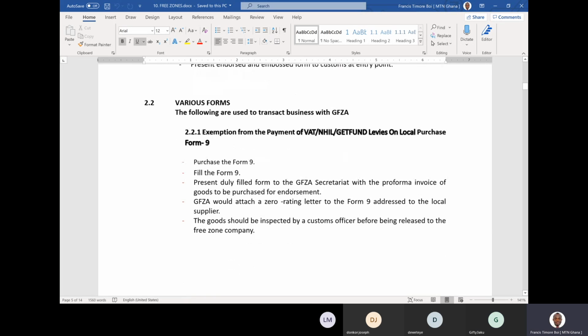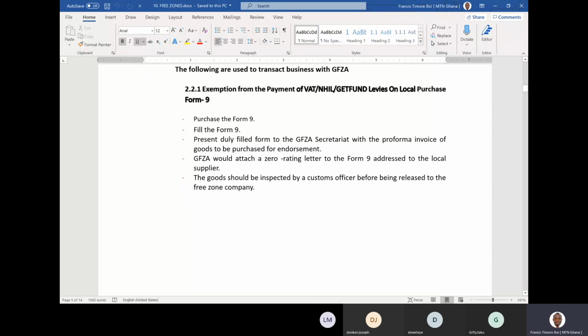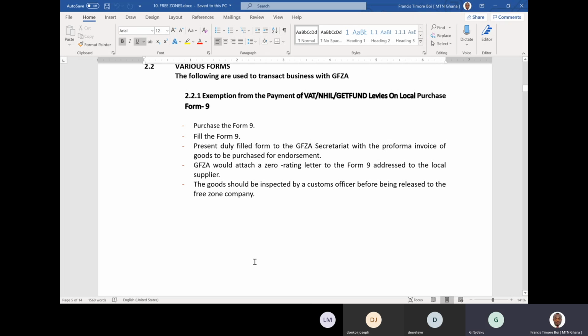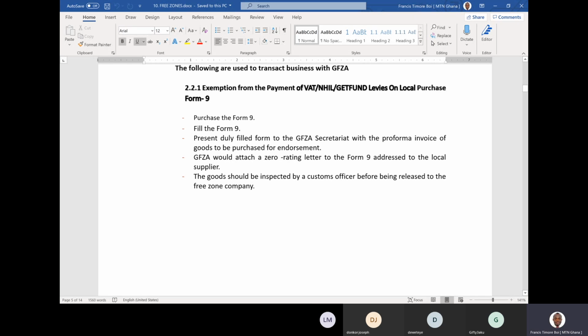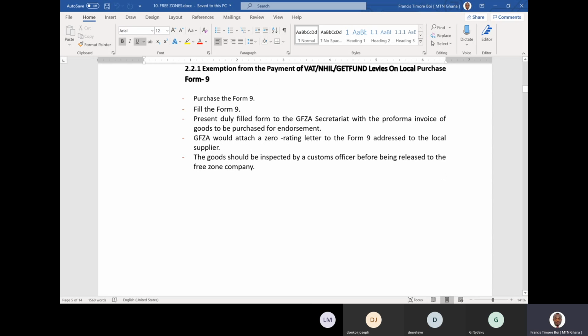Now we are saying that they are not supposed to pay taxes when they buy from the local market. So if you want to waive the VAT and Hill and GETFund on local purchases, you buy the Form 9. The Form 9 is $100. You fill the Form 9 and present it to the Ghana Free Zone Secretariat with a pro forma invoice from the supplier. So assuming you are buying telecommunication service, MTN will give you a pro forma invoice, then you send it to the Free Zone Secretariat.